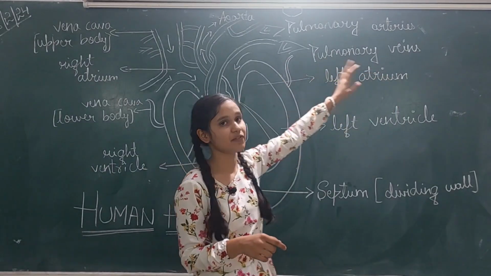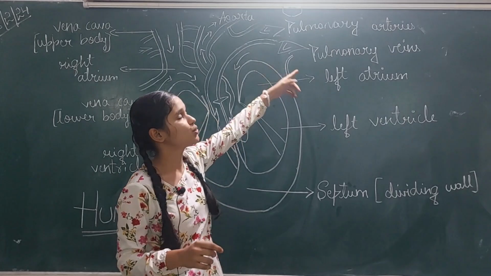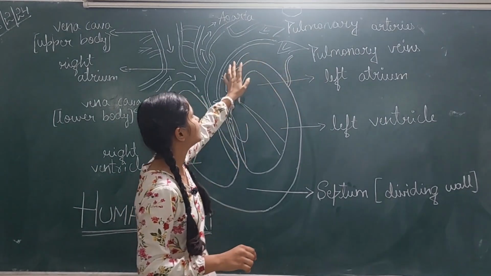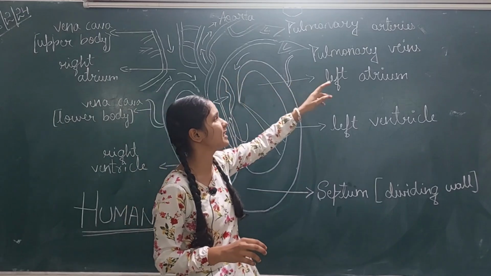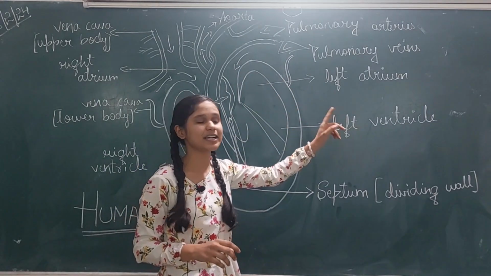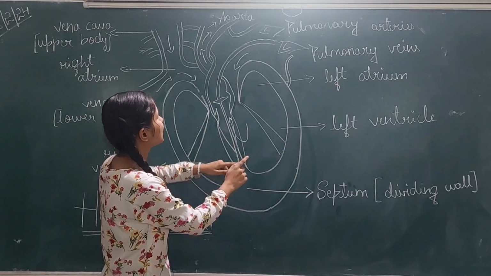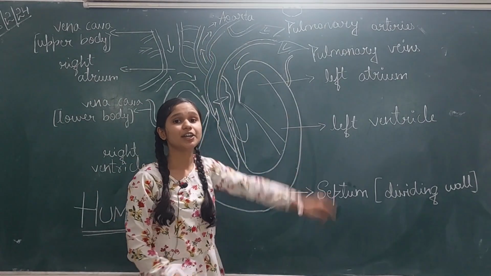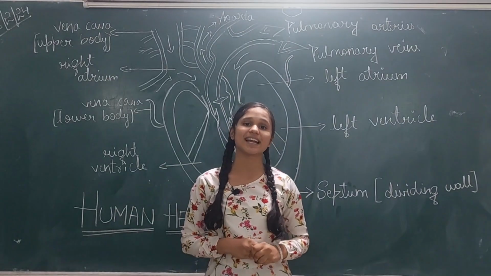Next comes pulmonary veins. They collect the oxygenated blood from the lungs. The oxygenated blood from the pulmonary veins comes to the left atrium. The left atrium pushes the oxygenated blood to the left ventricle. The left ventricle sends the oxygenated blood to the aorta. The aorta passes the oxygenated blood to all the parts of the body for cellular activities.